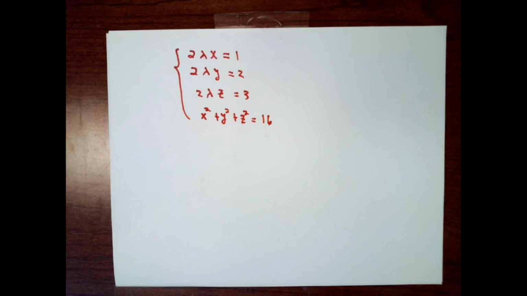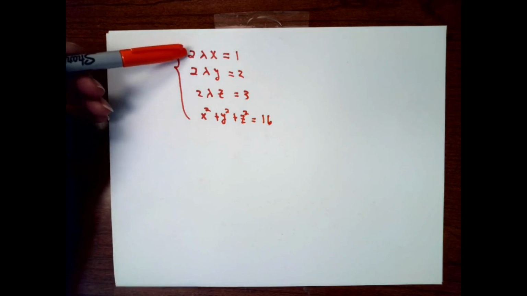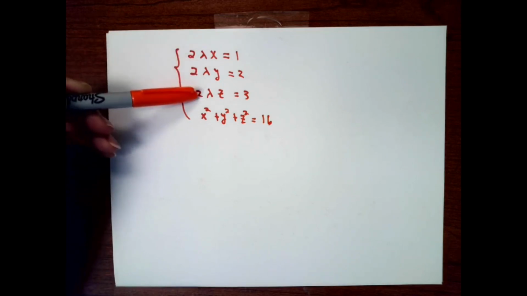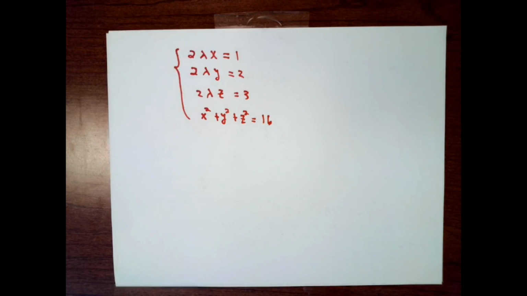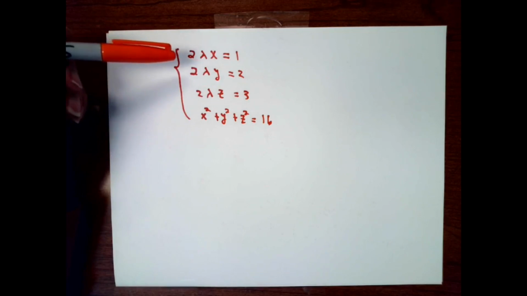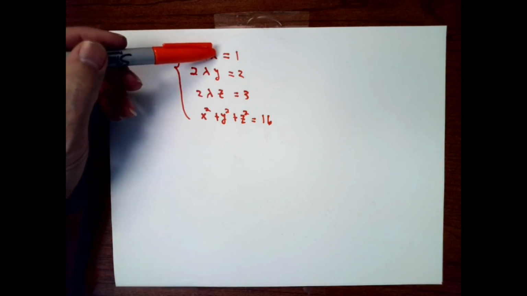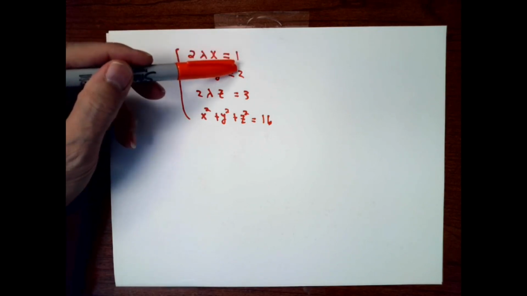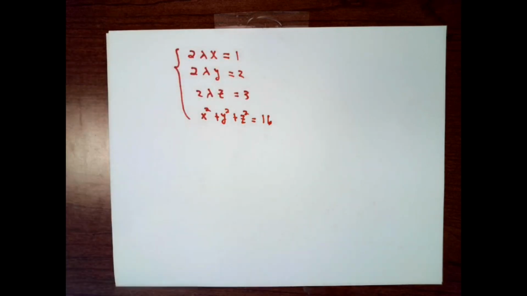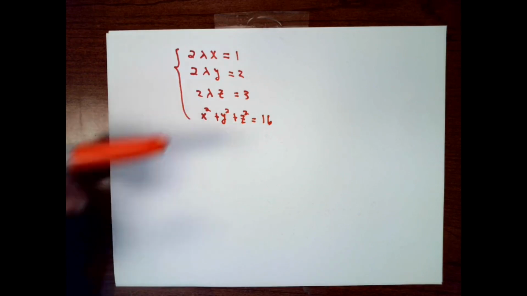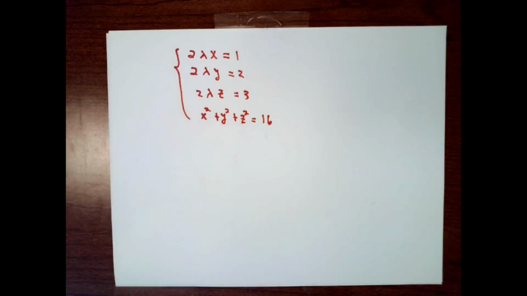There are 2 strategies that suggest themselves. Firstly, this equation, and this one all tell me something. They tell me that the lambda can't be 0. Otherwise, if it was, 2 times 0 times a number would not be 1 or 2 or 3. I can solve those first three equations for x, y, and z in terms of lambda, take the result, put it into this equation, and I can figure out what the lambda is.